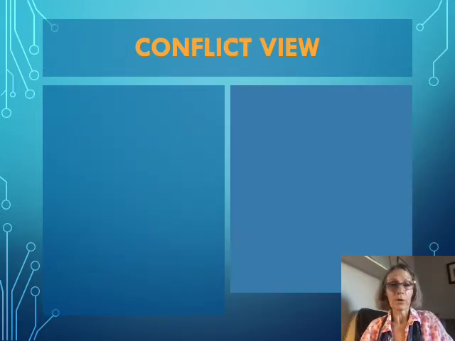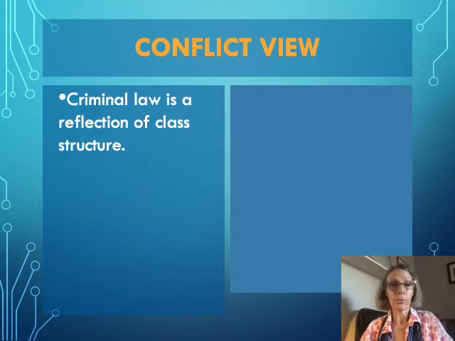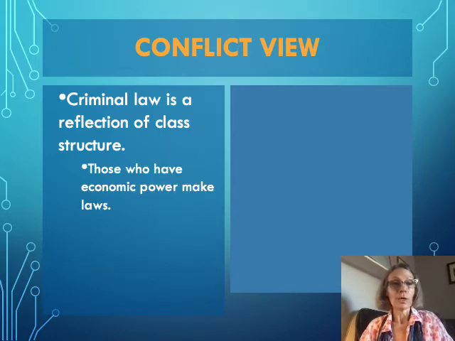The next theory we're going to look at is the conflict view. And from this perspective, they argue that behaviors are defined as criminal not because the majority of people feel that they're harmful, but rather that criminal law and what behaviors are deemed crimes are a reflection of class structure. So from their perspective, they say that those who have economic power are those who are most likely going to have the power to make laws.